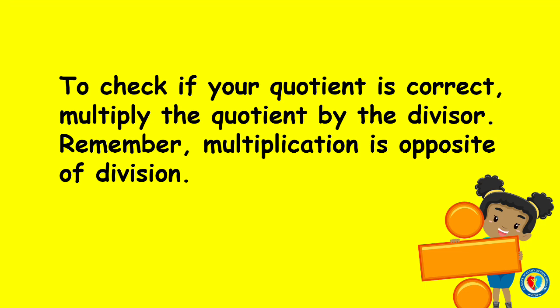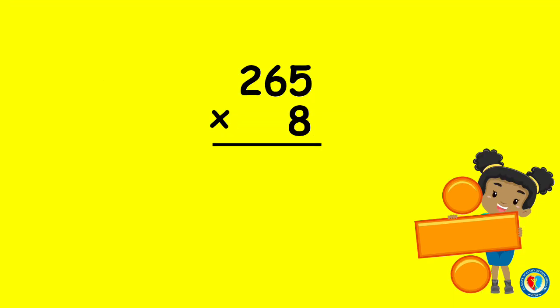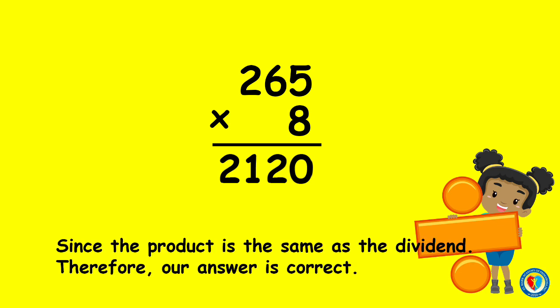Remember, multiplication is the opposite of division. 265 times 8 equals 2,120. Since the product is the same as the dividend, therefore, our answer is correct.